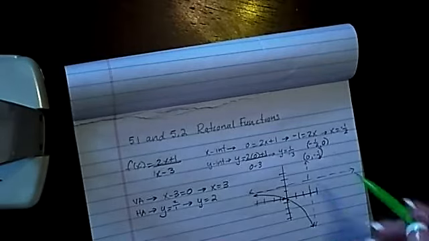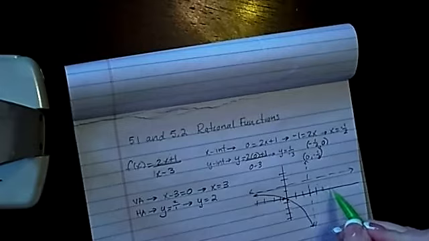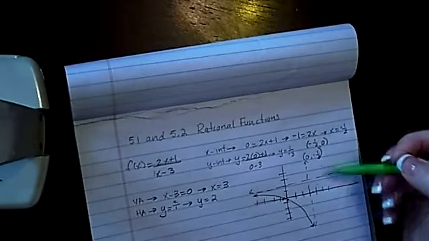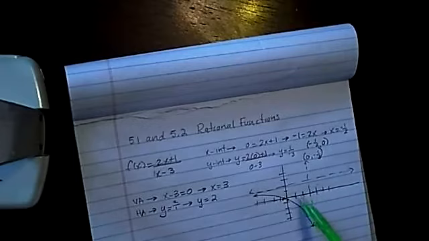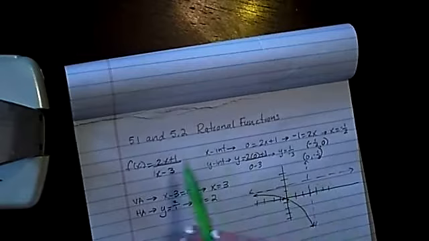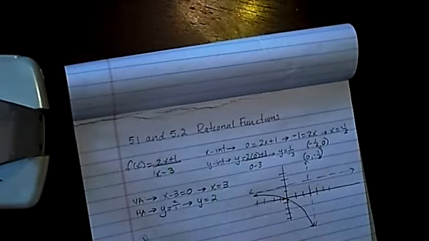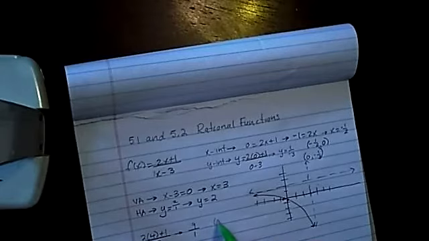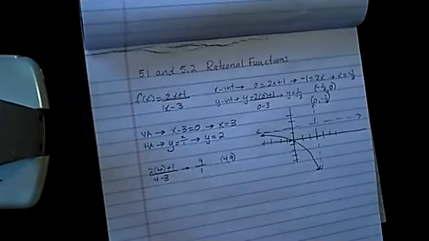But then what I have to determine is over here, if I want to do a few more points, is my graph going to be up here or is it going to be down here? So let's pick a point here. So 1, 2, 3, how about 4? Hopefully that'll turn out to be a decent number. So let's put a 4 in right here. So we have 2 times 4 plus 1 over 4 minus 3. See what we come up with. 8 plus 1 is 9 over 1. So I know that the point (4, 9) falls on the graph.